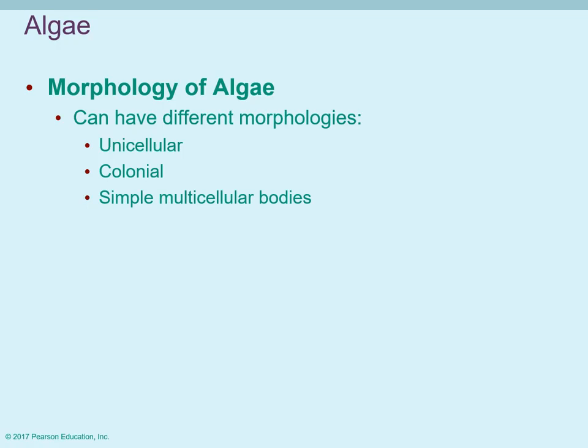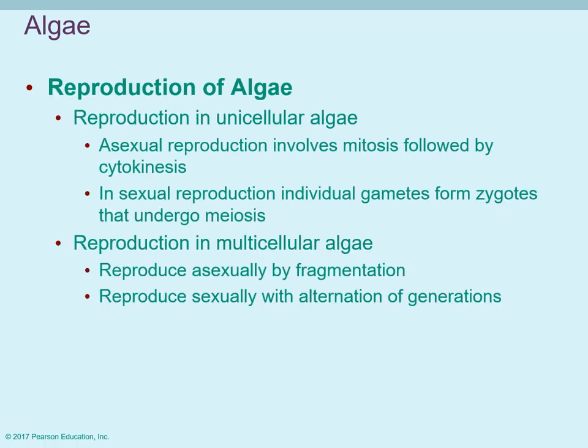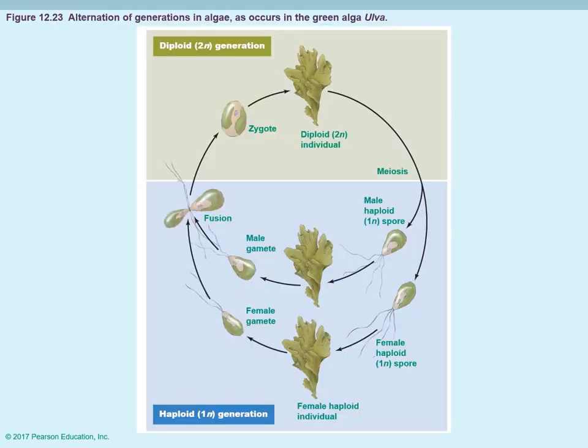They can have different morphologies. Some of them are a single cell, some of them are very simple multicellular, some are what we call colonial, so they're in groups. Reproduction in a unicellular algae is oftentimes asexual reproduction followed by mitosis. They can carry out the sexual reproduction by forming the gametes. Multicellular algae tends to reproduce asexually by fragmentation, and they reproduce sexually with alternation of generations, where you're alternating between a 2N, a diploid, versus a haploid, as seen here.